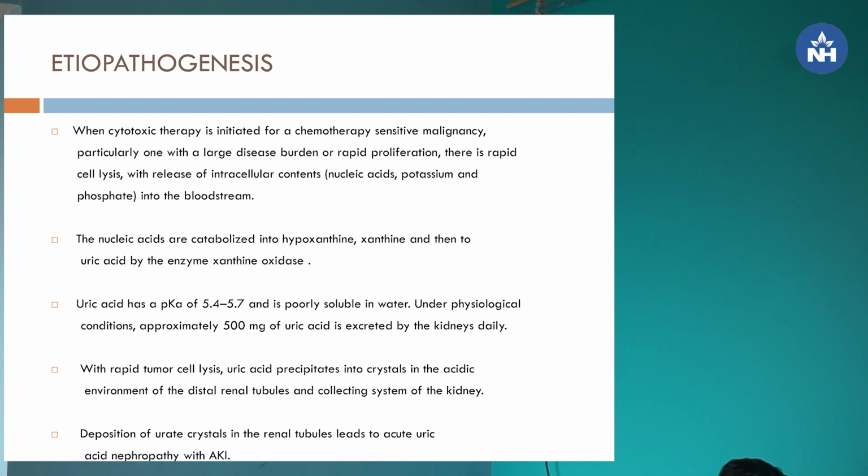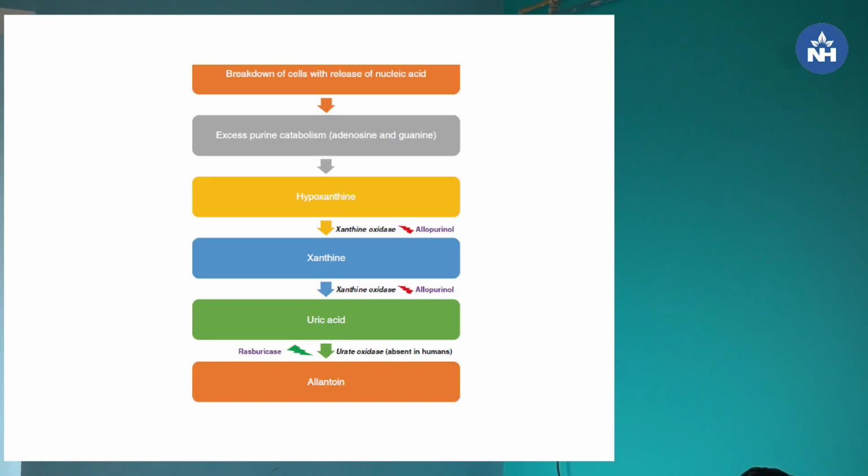The etiopathogenesis. When a cytotoxic therapy is initiated for a chemotherapy sensitive malignancy, particularly one with a large disease burden or rapid proliferation, there is rapid cell lysis with release of intracellular contents, that is nucleic acids, potassium and phosphate into the bloodstream. The nucleic acids are catabolized into hypoxanthine, xanthine and then to uric acid by the enzyme xanthine oxidase. Uric acid has a pK of 5.4 to 5.7 and is poorly soluble in water.